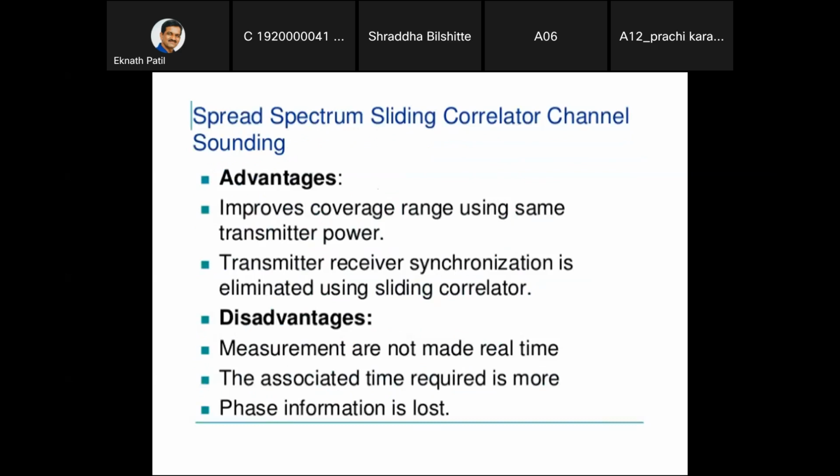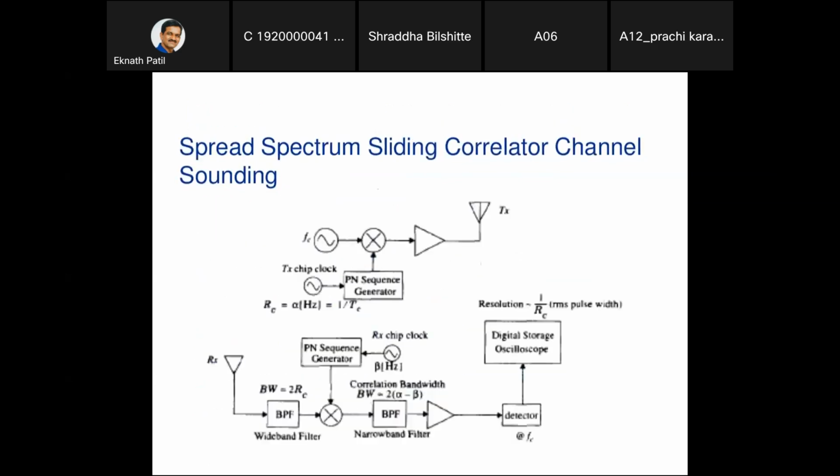स्प्रेड स्पेक्ट्रम मध्ये अगोदरच नॉइज त्यांनी तयार करून घातलेला असतो, आणि त्यामुळे ऍडव्हान्टेजेस काय, improve the coverage range using the same transmitter power. Transmitter receiver synchronization is eliminated in sliding of the correlator. Real time we cannot do it. Associated with it, the time required is more, and the phase information is lost. Here also the phase information doesn't get anything.